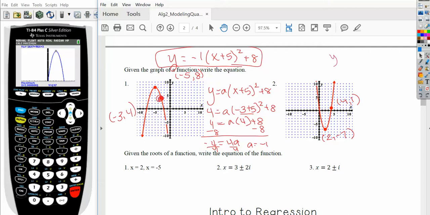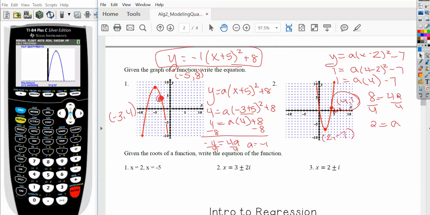So I'm going to write my first equation with my vertex, which is x minus 2 squared minus 7. And then I'm going to take this point and plug it in to find a. So 1 goes in for y, 4 goes in for x. So 1 equals 4 minus 2 is 2, 2 squared is 4, minus 7. So I'm now going to add 7 to both sides and divide by 4. So a equals 2. So my equation is y equals 2 times x minus 2 squared minus 7.